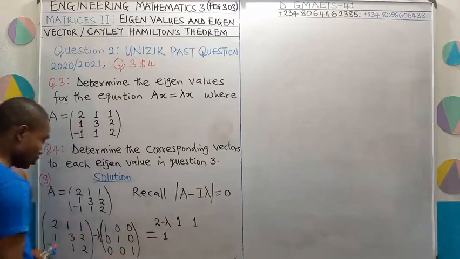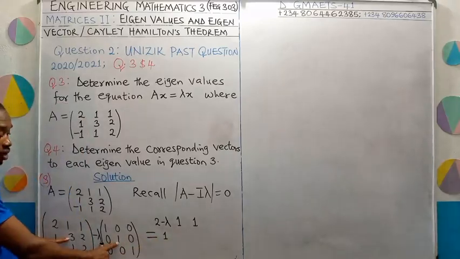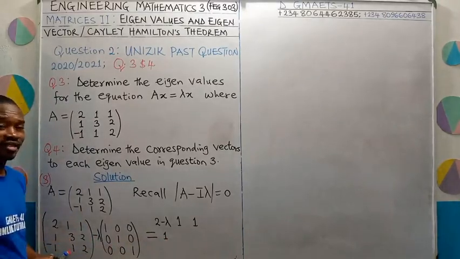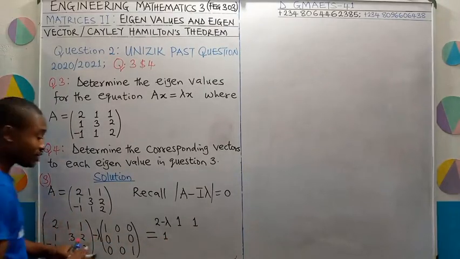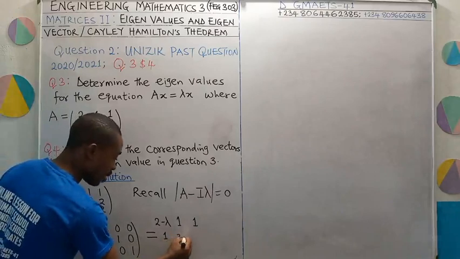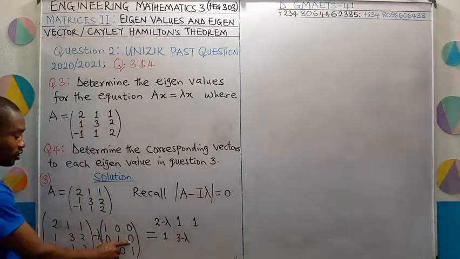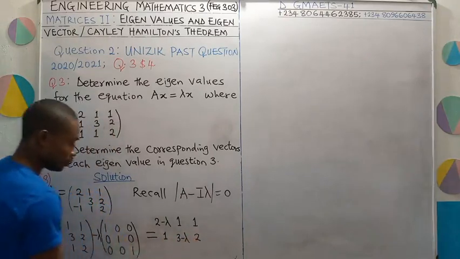Working on row 2 now. And then 3 minus, this will now become lambda, you know that. Because minus lambda times 1 will give us that minus lambda. So 3 minus lambda is what we're going to get there. 3 minus lambda. And of course, 2 minus 0, which will give us 2.